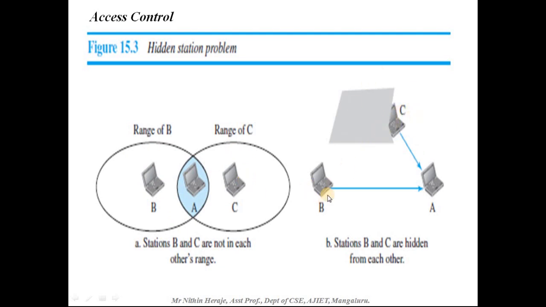Similar thing is here. B and C are hidden from each other, but both can see A. So what happens in this case is C simply sends data to A, and B might also send data to A at the same time, which might cause a collision. This collision is not detected. So that is the problem of the hidden station: collision will not be detected because of the hidden station problem.